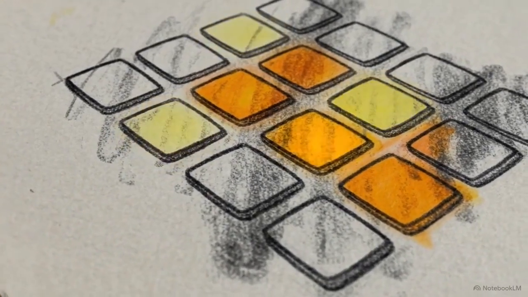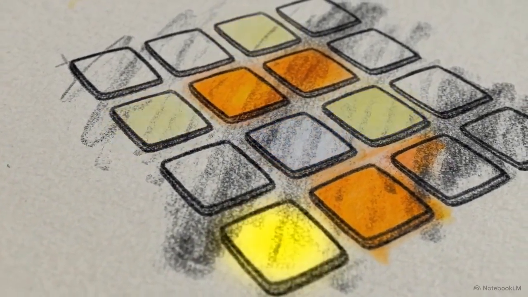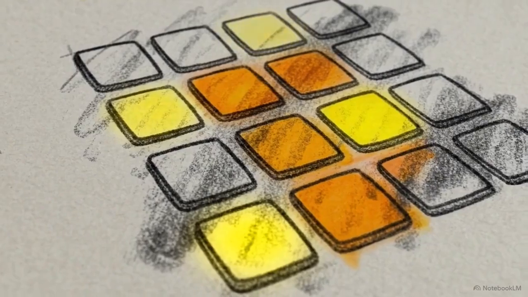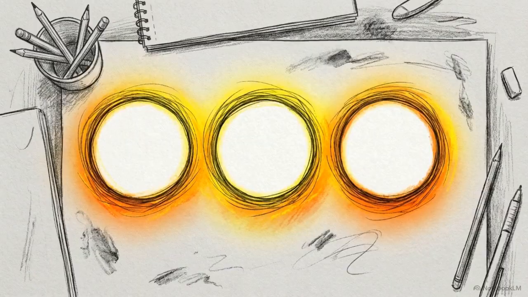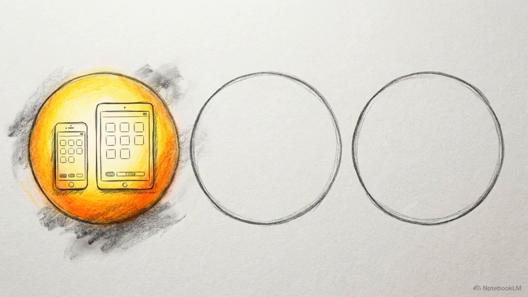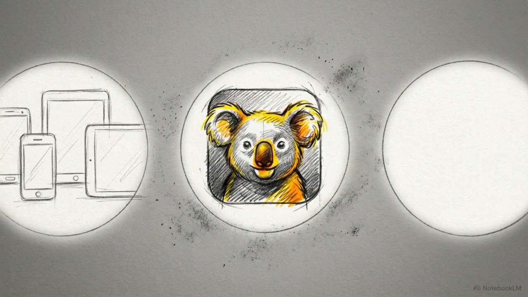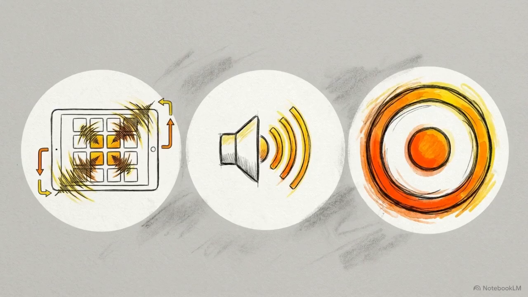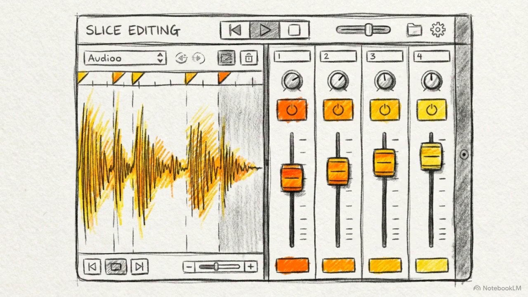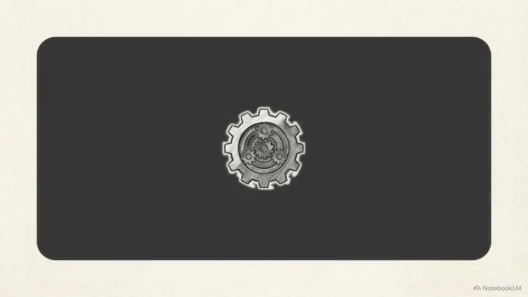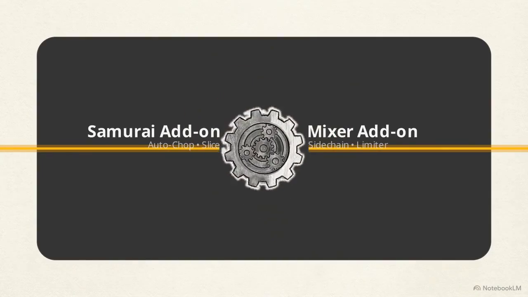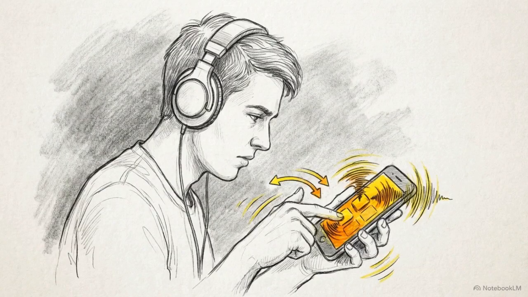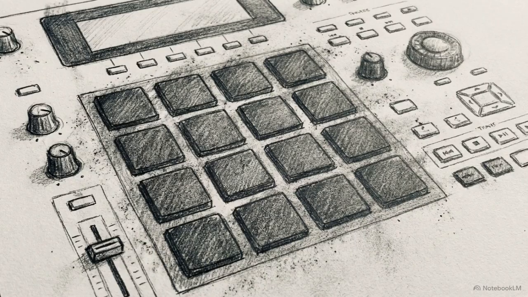Listen to this. We are going to build this exact track from a completely blank project in under 6 minutes. You only need 3 things to follow along: your phone or tablet, the Koala sampler app, and your device's built-in screen recorder. I also highly recommend picking up the Samurai and Mixer upgrades inside the app. We will use features from both add-ons to handle the advanced steps. Once you learn this mobile workflow, you can capture inspiration exactly when it strikes. Staring at a blank screen becomes a problem of the past.